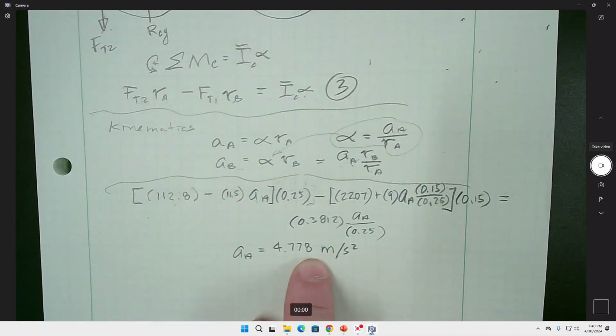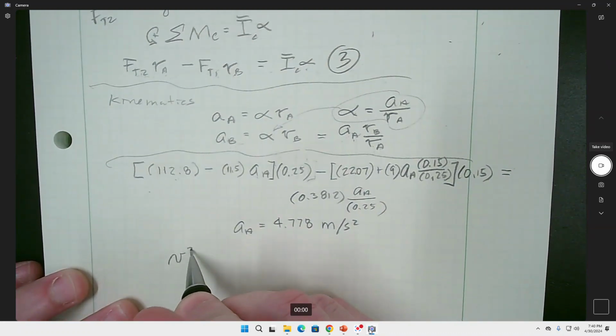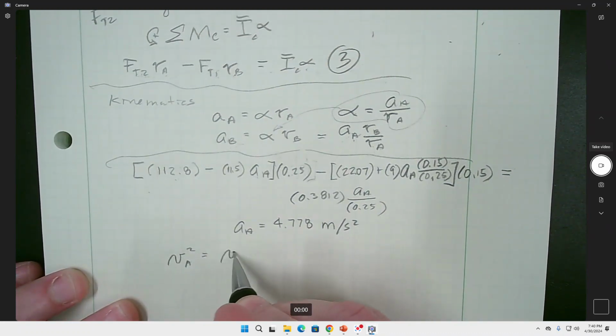There's a sanity check moment here. If it was more than 9.81, you knew you did something wrong, because that would be its acceleration if it was in free fall. And it's got a couple things resisting it. It's got the mass of block B resisting, it's got the friction from block B resisting, and it's got the inertia of the thing rotating that's going to resist it. So it should be somewhat less. So in order to find the velocity, we'd use the kinematics that look like this.